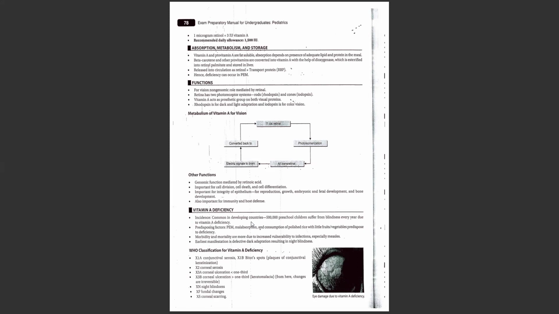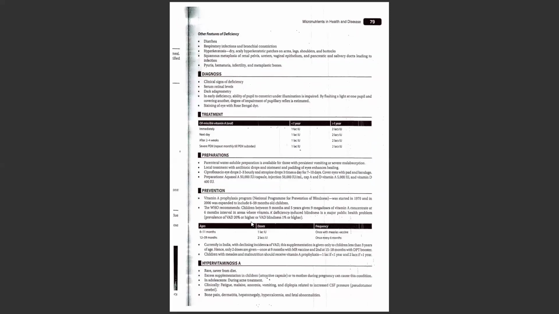XN is night blindness, XF is the fundal changes, and XS is corneal scarring. So these are all about the WHO classification of vitamin A deficiency. This is more commonly asked in our university exams, so we should learn the WHO classification for vitamin A deficiency.